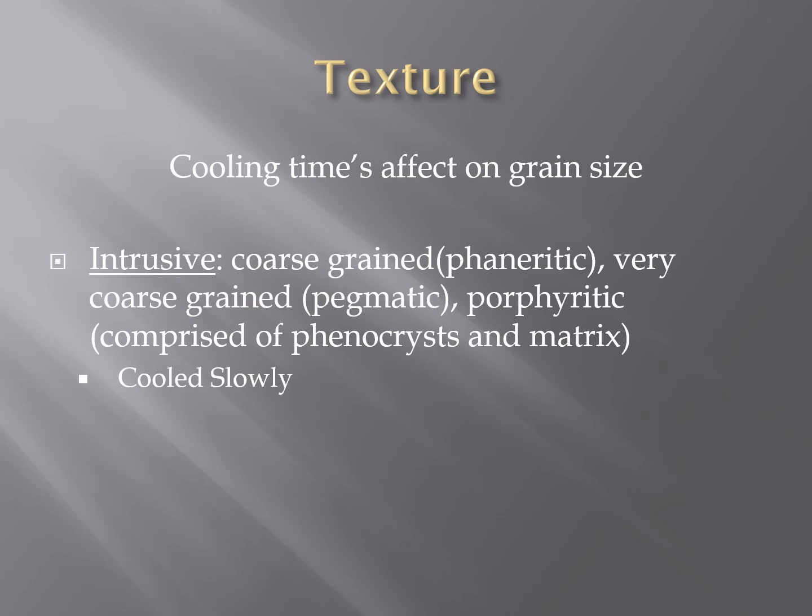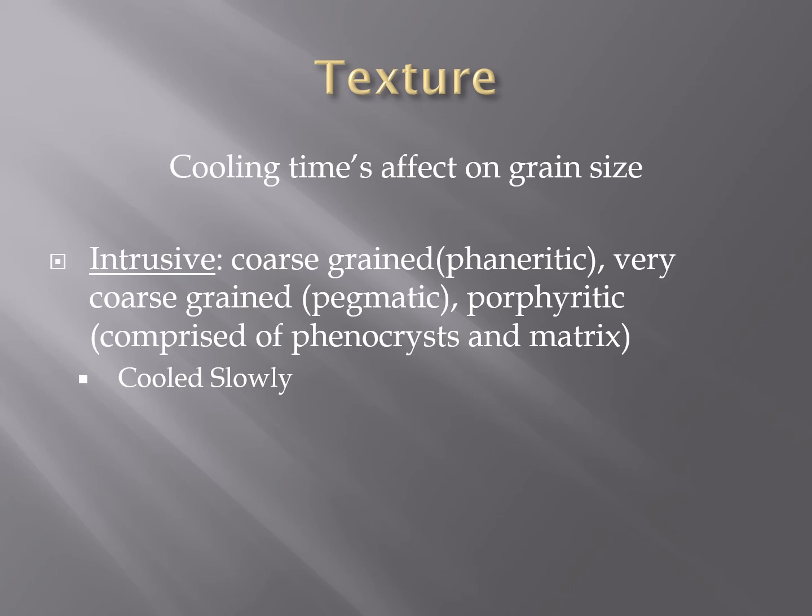Coarse grain would be phaneritic. Pegmatitic would be a very coarse grain, and porphyritic would be comprised of phenocrysts and matrix. So this would be an excessively large crystal of a certain mineral within a body of much smaller material. So the takeaway from this would be that intrusive rock cools slowly. It's coarse to very coarse grained, and it cools slowly, and it cools within the earth.